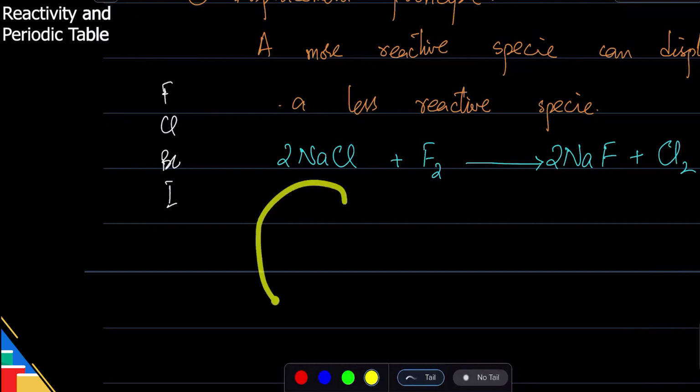Chlorine is a bigger atom, fluorine is a smaller atom. Of course, it is easier for fluorine to attract sodium more. So fluorine will take its place. And this thing applies on the other side as well. Let's look at group 1, for example.